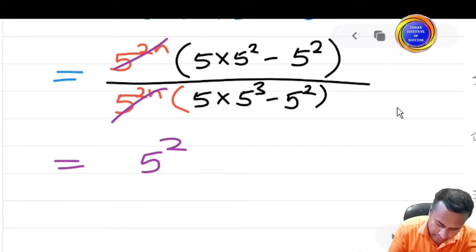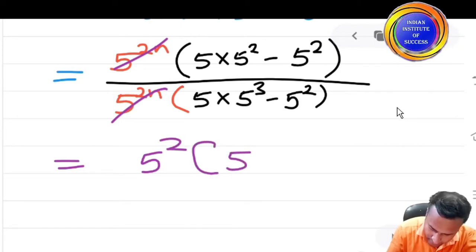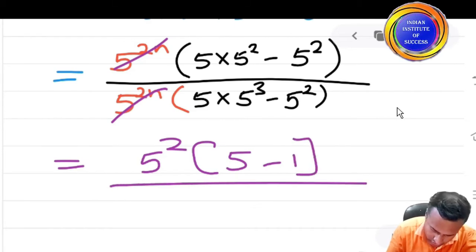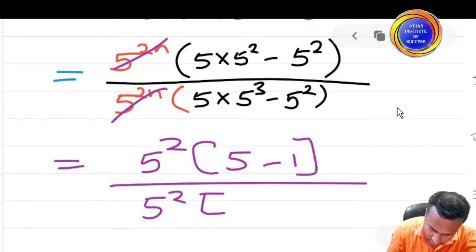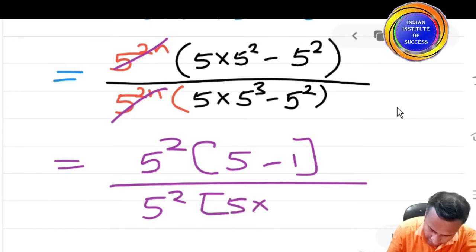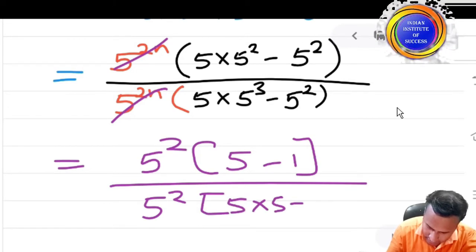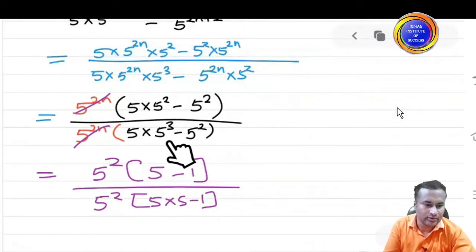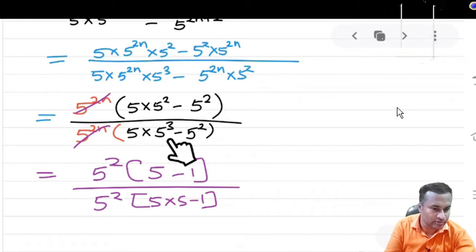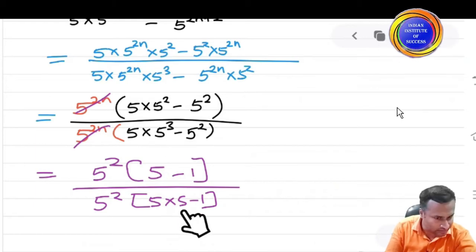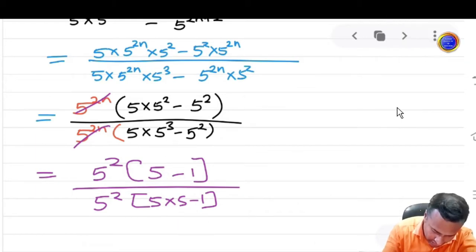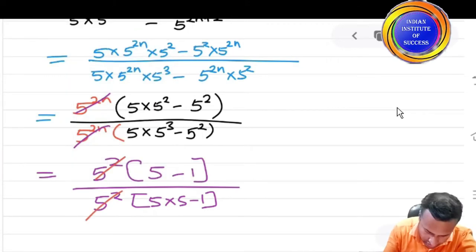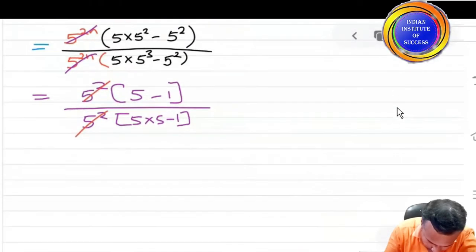Directly I will do. So it will become 5 minus 1 upon here also I will do same. So it will become 5 into 5 minus 1. So from here you can see 5 raised to power 3 we have taken out 5 raised to power 2, so 5 is remaining, that's why. So now I will cancel out here, 5 raised to power 2 cancel out, 5 raised to power 2 cancel out. Now it will become like this.